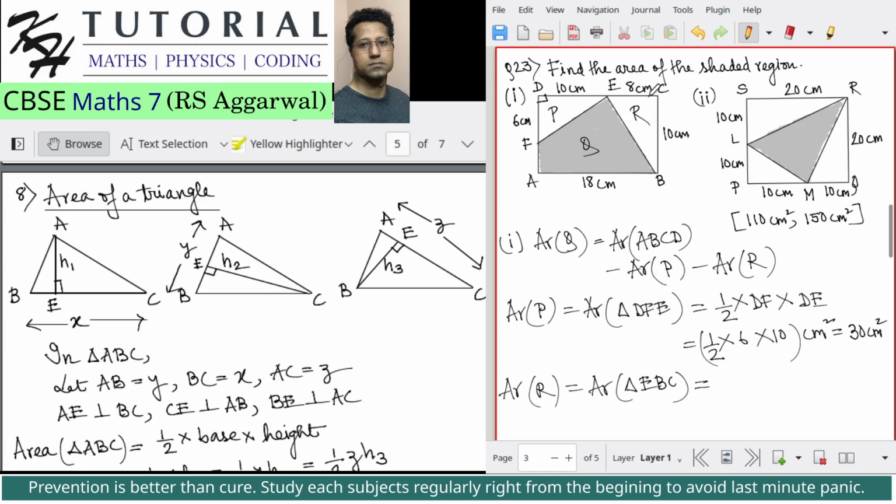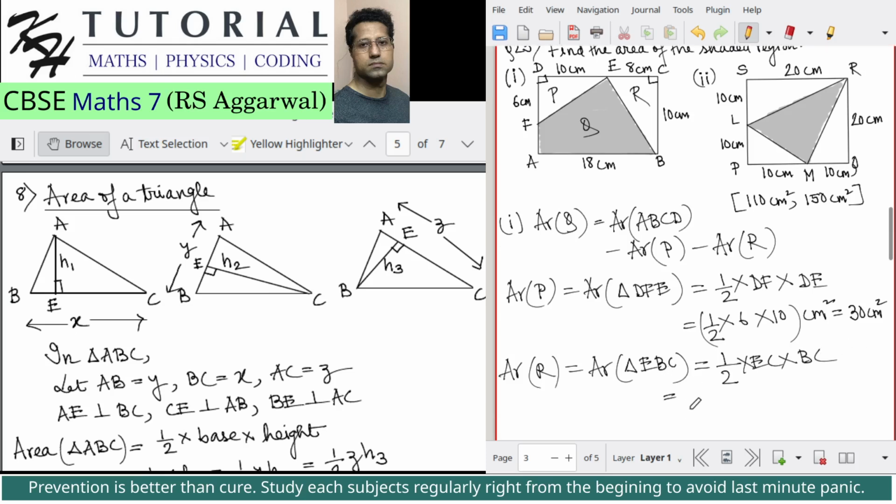We know that this is right angled, so we can consider EC as the base and BC as the height. So this is equal to half into EC. What is EC? EC is given to be 8 centimeter. So 8 multiplied by BC. BC we know is the breadth, that is 10. So 10 centimeter square, and this is equal to 40 centimeter square.